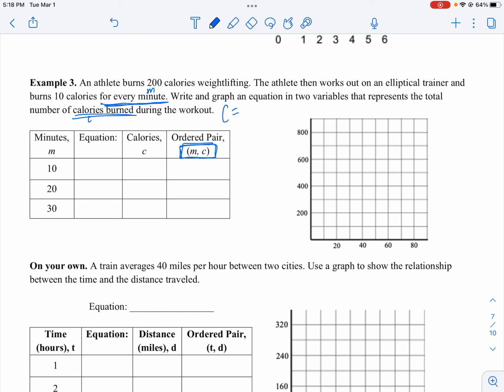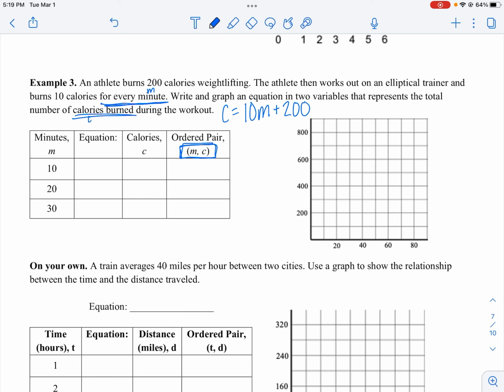Okay? So it says an athlete burns 200 calories weightlifting. The athlete then works out on an elliptical trainer and burns 10 calories for every minute. Okay? So if we have 10 calories for every minute, that's going to be 10 times m, okay? So if we were on the elliptical for 1 minute, we would burn a total of 10 calories. If we were on the elliptical for 3 minutes, we would burn 30 calories, okay? But we also burned 200 calories weightlifting. So we're going to add 200 calories there, okay?